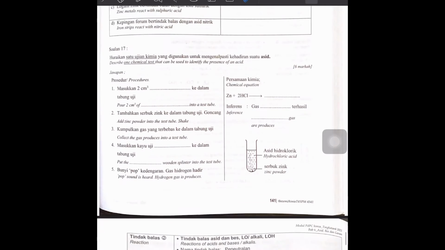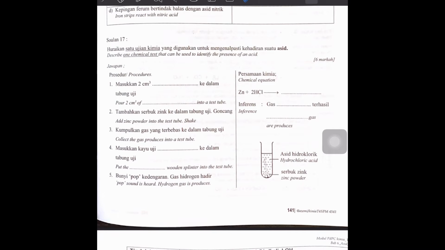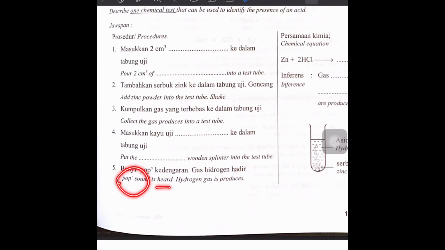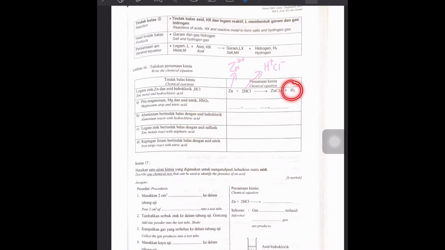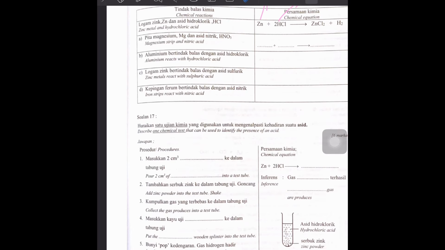After that, you're going to answer the chemical test to identify the presence of hydrogen gas. Actually, it's very easy, just use a wooden splinter, and when you hear a pop sound, that is the test. What test is used to test hydrogen gas? We want to test whether the hydrogen gas is really present or not. So you try to answer this question.